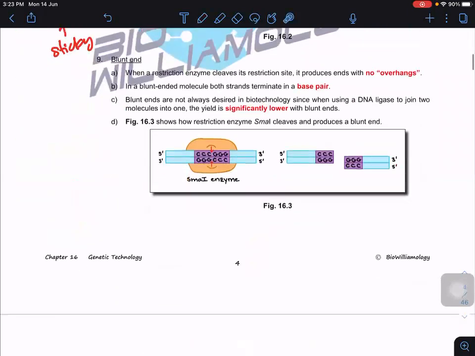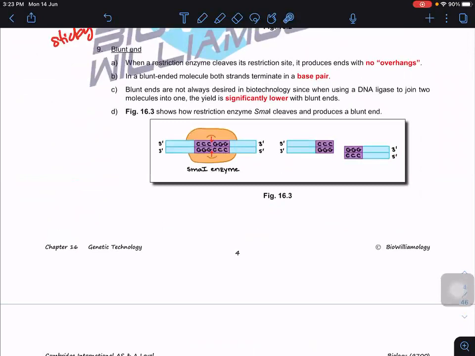Okay, so blunt ends basically don't produce any overhang. The blunt end both terminate in the base pair. So in this case, there's a SmaI enzyme. SmaI enzyme recognizes CCC GGG, so it cleaves directly straight like this between C and G. Therefore, it produces what we call no overhang, or the blunt end.